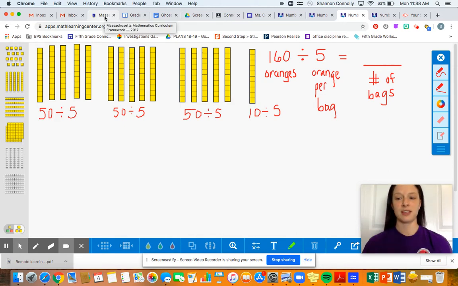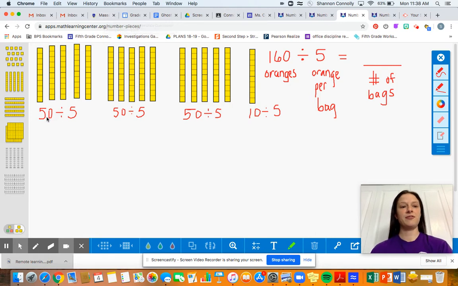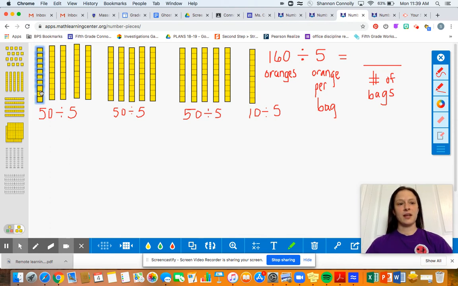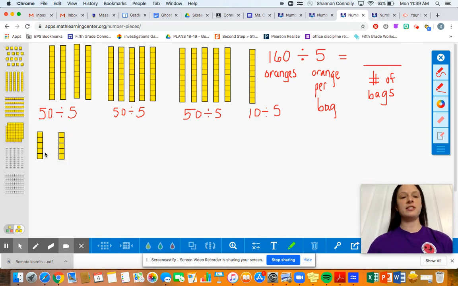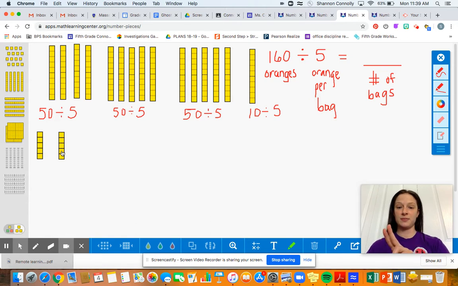So let's think about this. We have 50 oranges in this pile over here, and I'm going to put 5 in each bag. My goal is to find out how many bags I can make if I put 5 in each bag. So let's see here. This stack of 10, so far I have thought about, if I put 5 oranges in each bag, so far I've made 2 bags, okay?